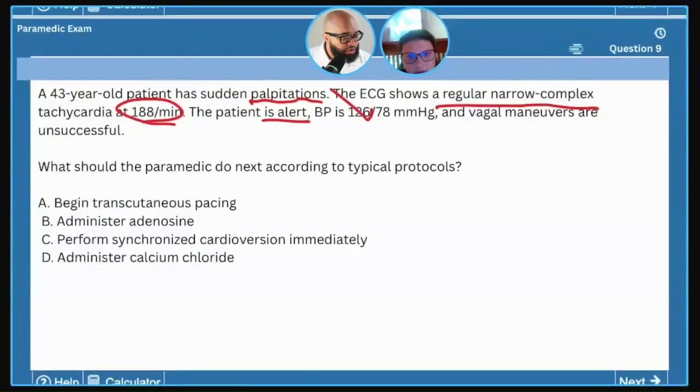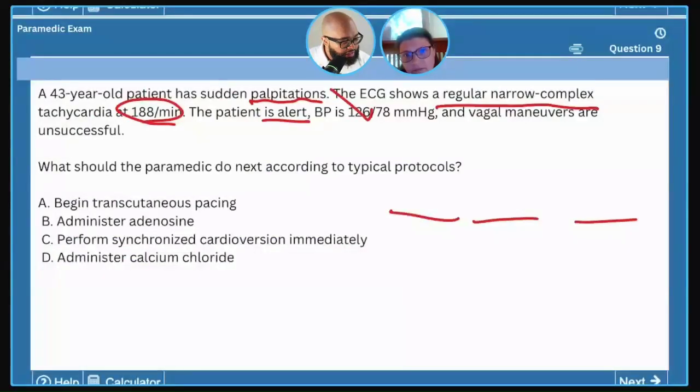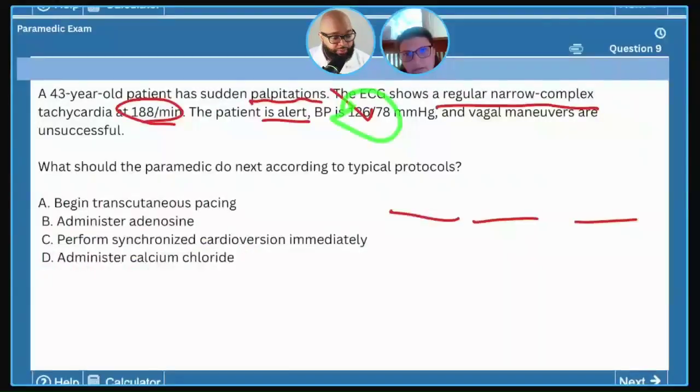Okay, so let's summarize this. Let's give this a name. What kind of situation is this? Is this stable or unstable? Stable. Okay, he's alert, still perfusing okay, and blood pressure is still okay right now. So we're going to call this stable. Now, what would make it unstable? Altered mental status, hypotension. Okay.